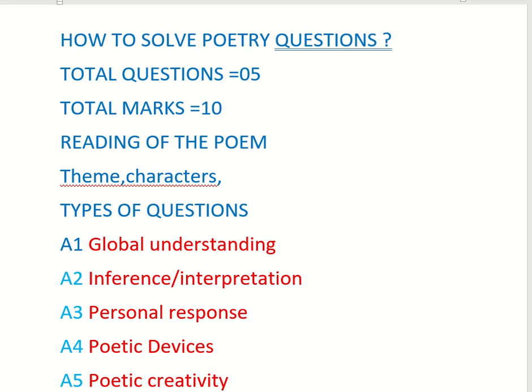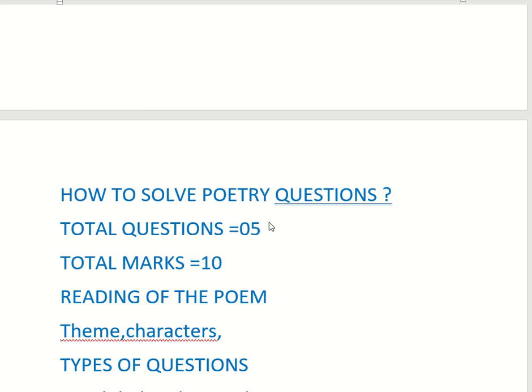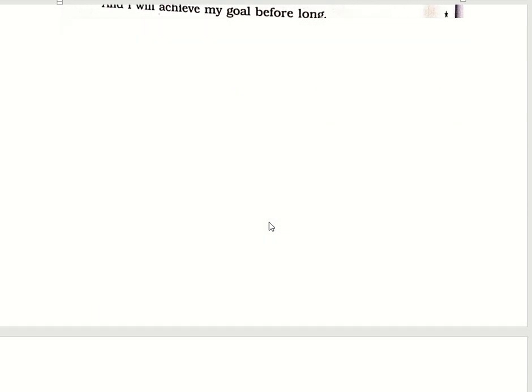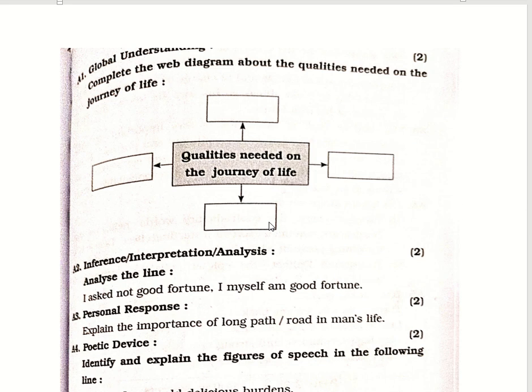Now friends, after this, we will go for one sample question, how questions are asked on the poem. For that, I have taken the first poem, Song of the Open Road. See, A1 is a global understanding question in which you are asked the wave diagram. You have to complete this wave diagram.